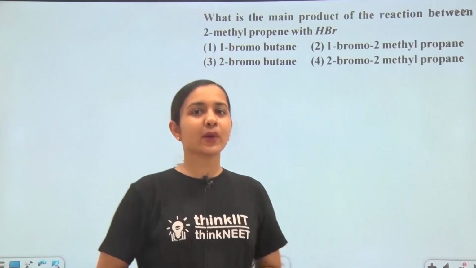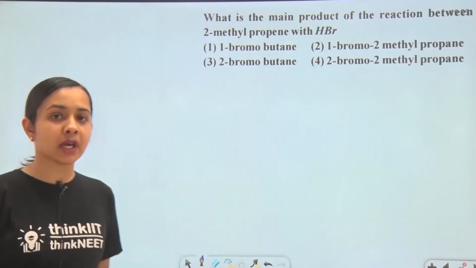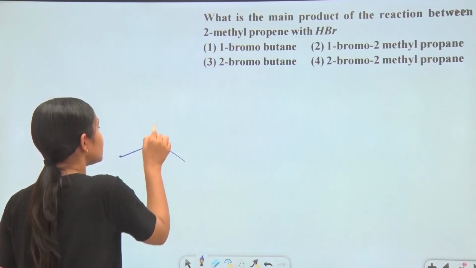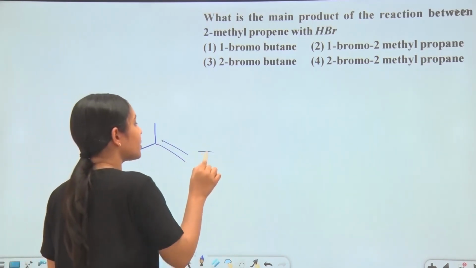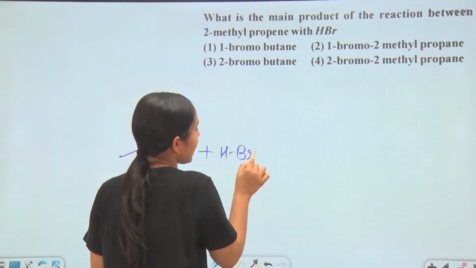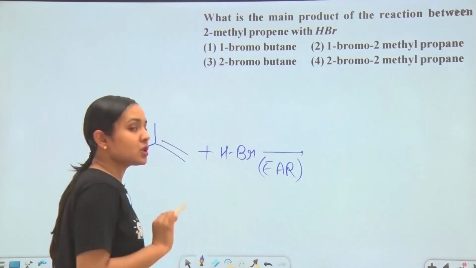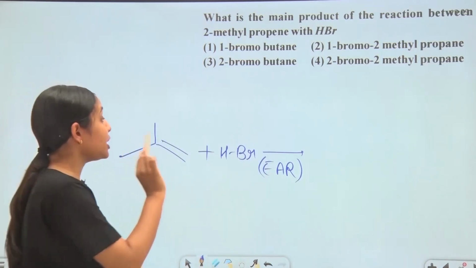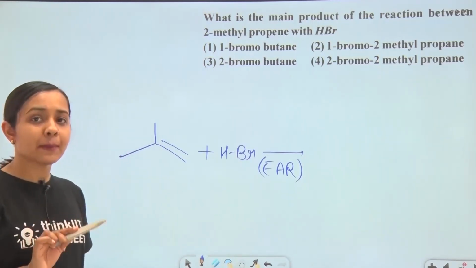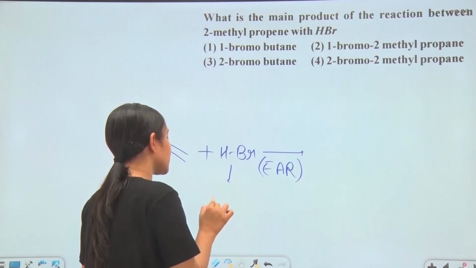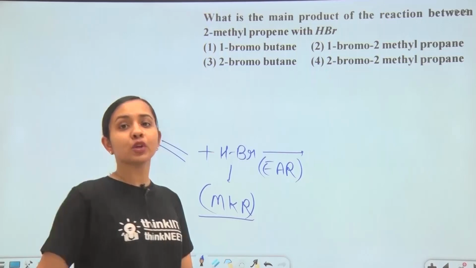Hello dear students, our next question is what is the main product of the reaction between 2-methylpropene with HBr? Student, this is the 2-methylpropene, and this compound reacts with HBr. So basically the electrophilic addition reaction proceeds, and addition of HBr on this double bonded alkene will take place, right? This reaction proceeds by the Markovnikov rule.